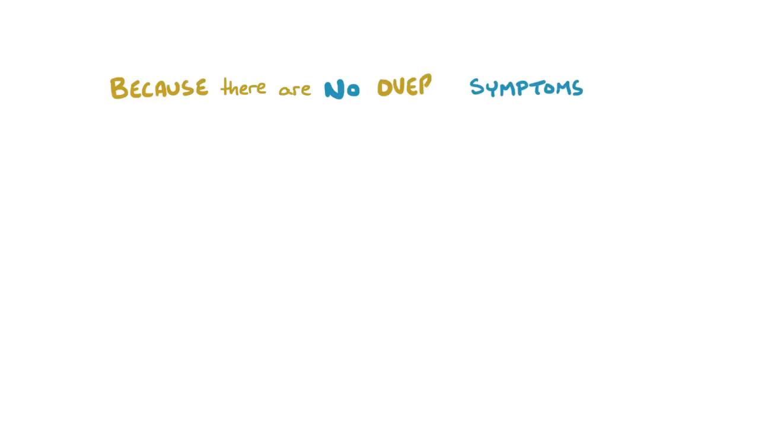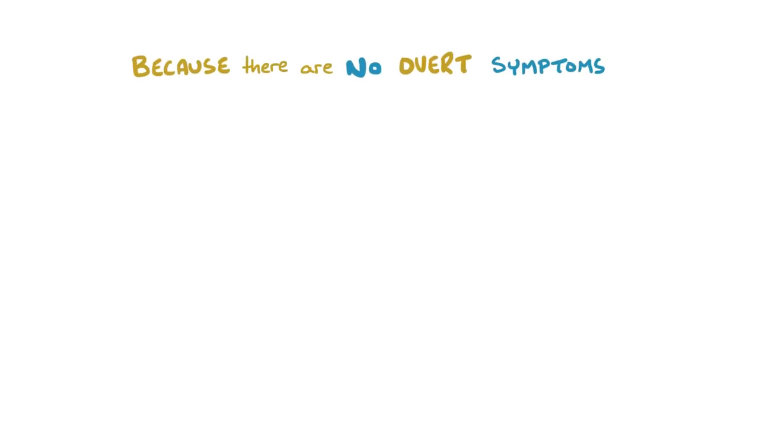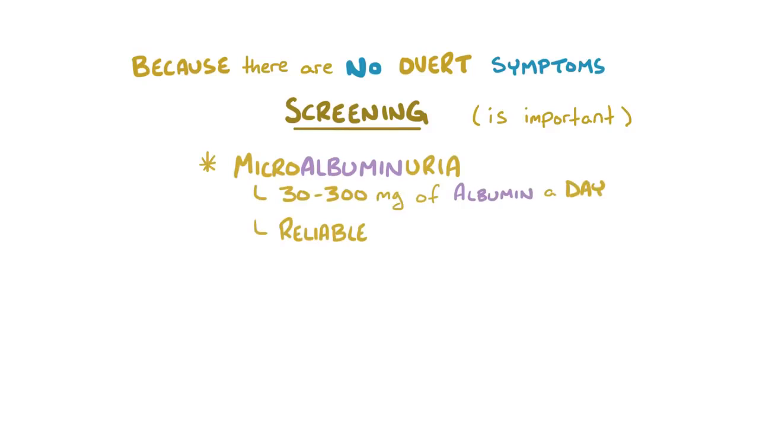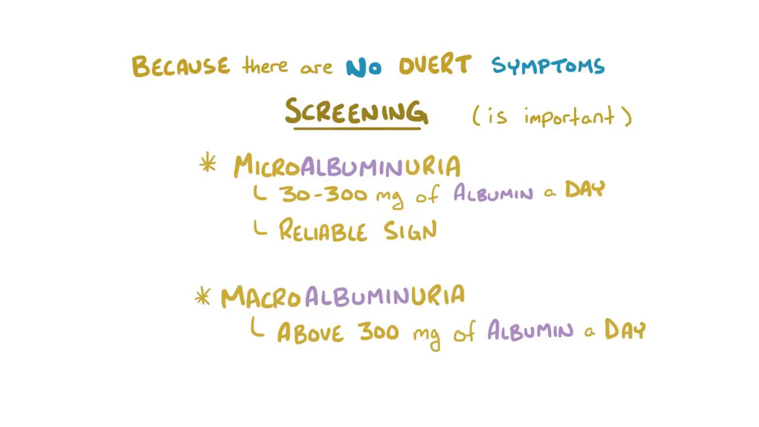Because there are no overt symptoms of diabetic nephropathy, regularly screening the urine of individuals with diabetes is super important. Microalbuminuria, which means excreting 30 to 300 milligrams of albumin in a day, is a reliable signal that diabetic nephropathy has started to set in. Excreting above 300 milligrams per day is considered macroalbuminuria and is a sure sign of a problem.